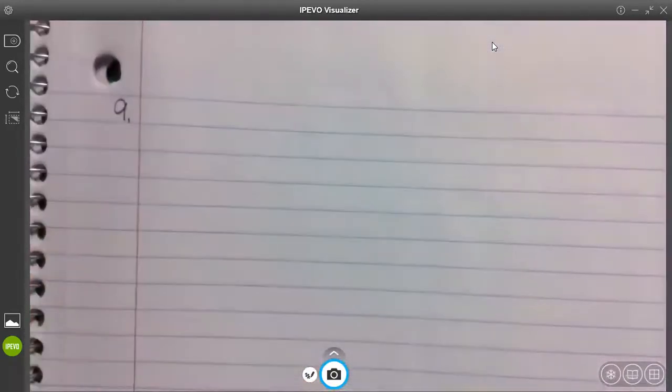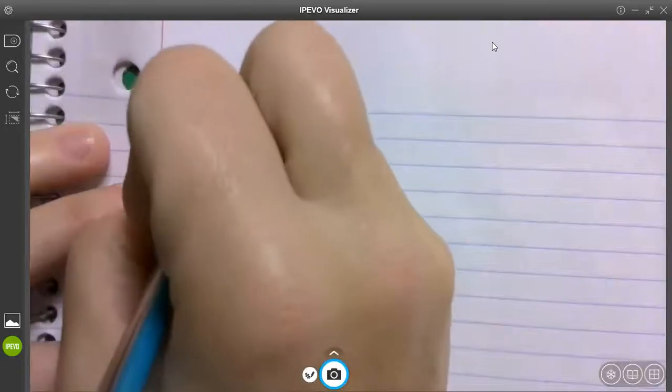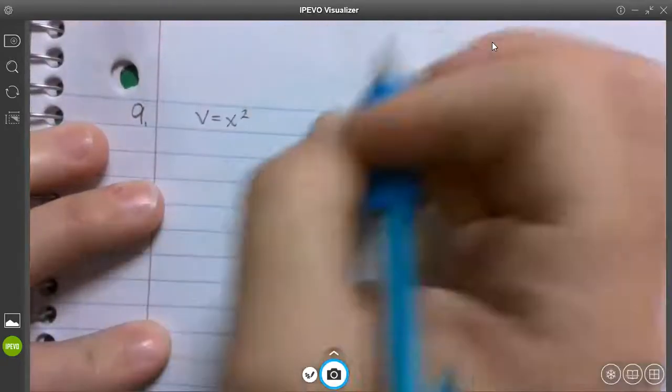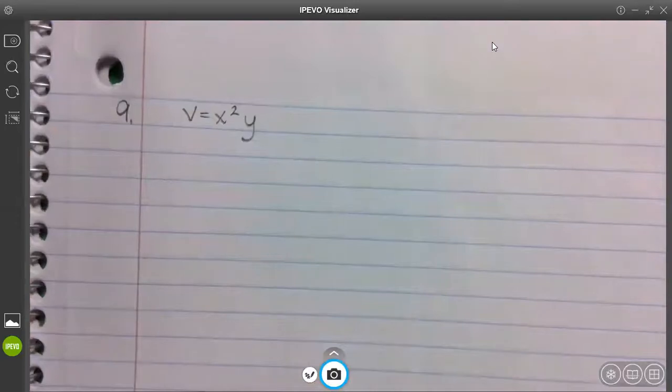So number 9 says determine the dimensions of a rectangular solid with a square base with a maximum volume if its surface area is 529 square meters. So we have 2 formulas. We have volume and surface area. So volume is going to be length times width times height, but since it has a square base, your length and width are going to be the same, and then you're going to multiply it by the height, or y.